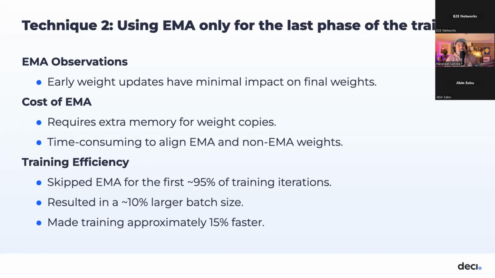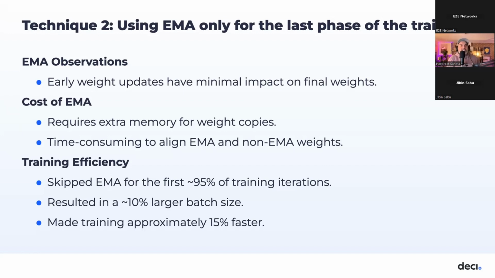Another technique that we used was that we didn't use exponential moving average throughout the entire training process. We found that when you use exponential moving average, the initial changes to your model weights are just not going to affect the final output that much. EMA is expensive, right? Because you need to store extra weights on disk, and then you need to spend time aligning these sets of weights. And this time adds up, because given how long training takes, it just ends up not being worth using exponential moving average for the bulk of the initial training steps.